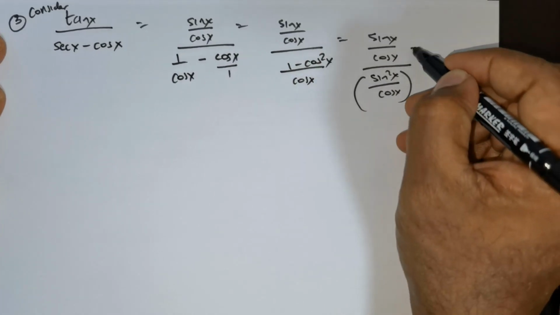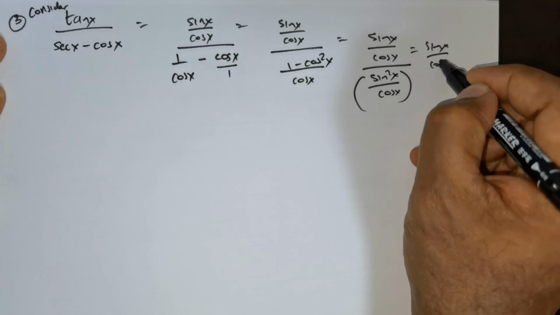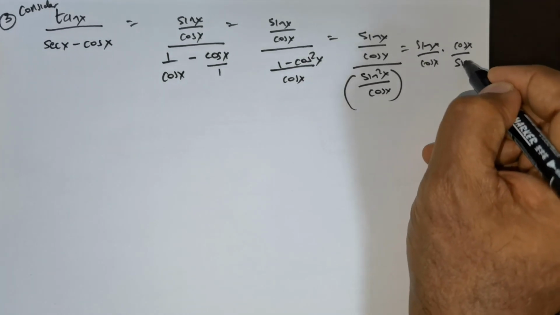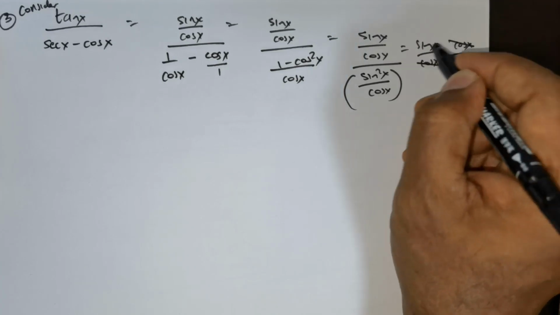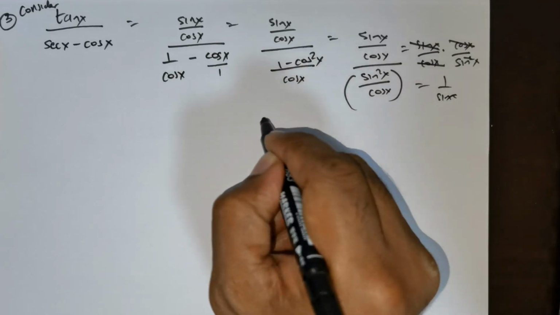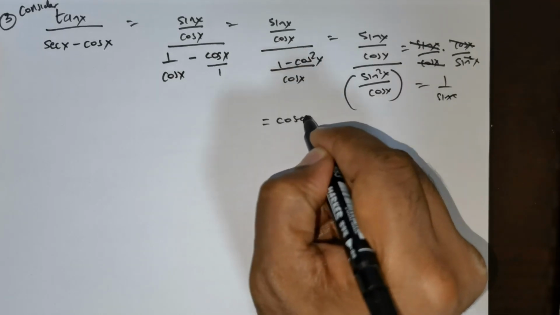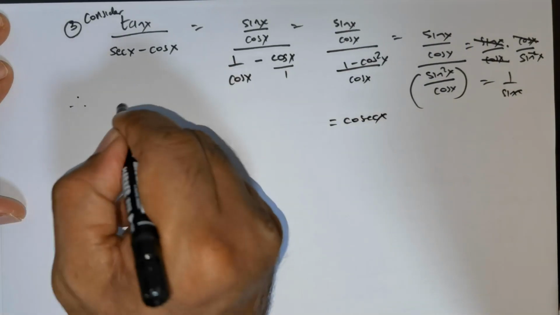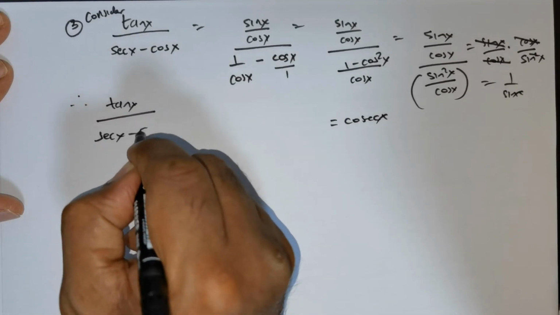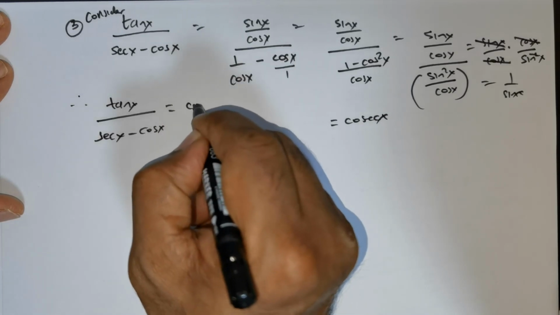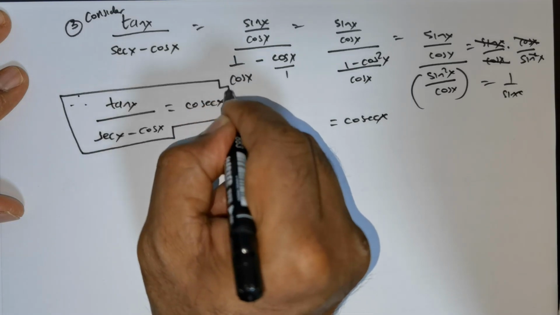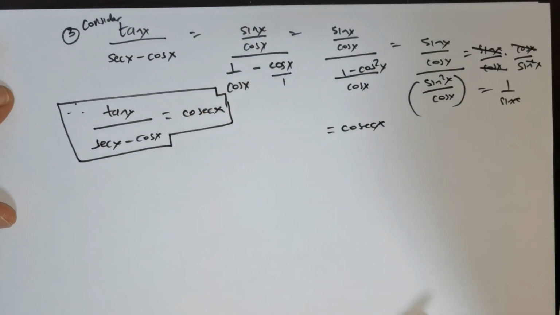If you were to flip that, this is going to be sin x over cos x times cos x over sin squared x. Cos x gets cancelled, sin x and the sin gets cancelled, giving you 1 over sin x. Now 1 over sin x is nothing but cosecant x. So therefore you have an identity. What is that? Tan x over secant x - cos x is equal to cosecant x. So that's a beautiful result. So that is the solution.